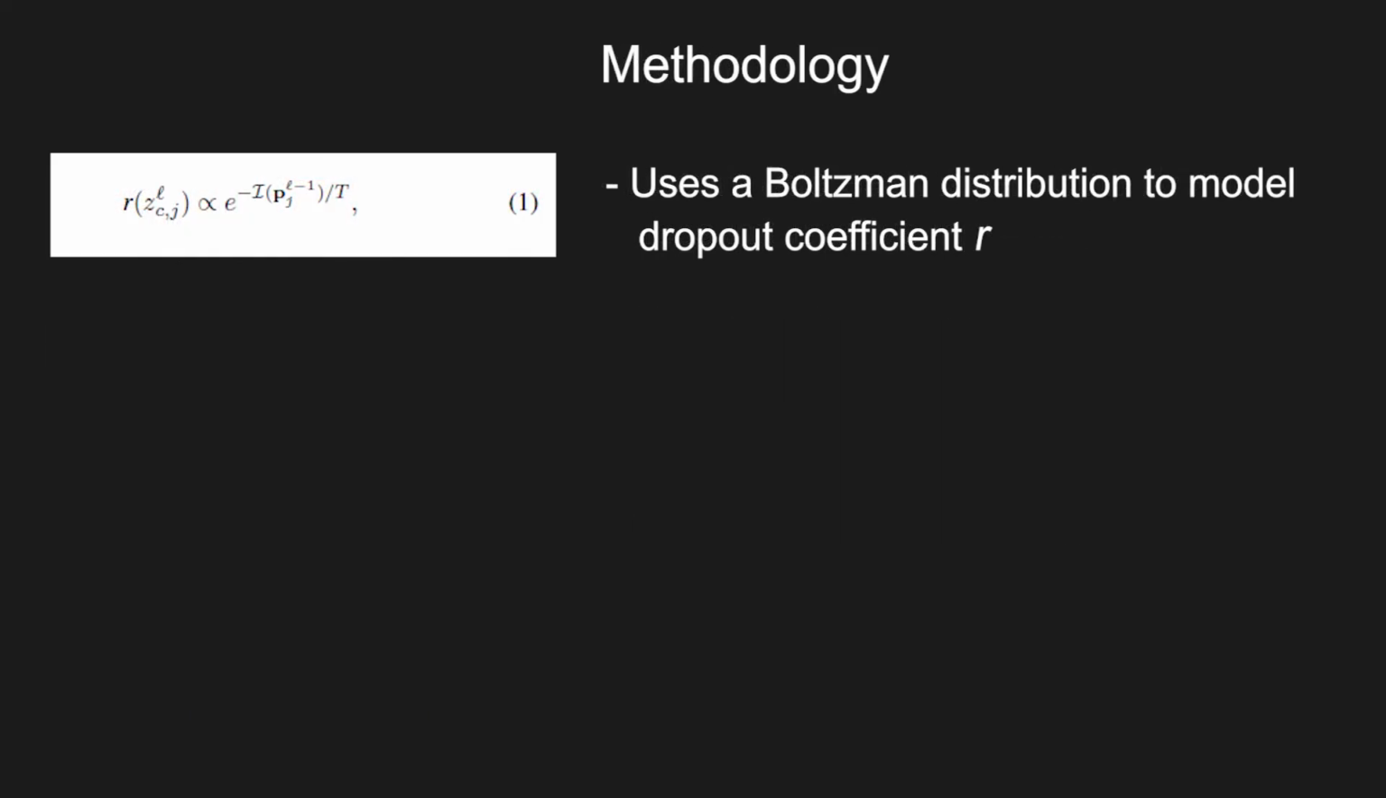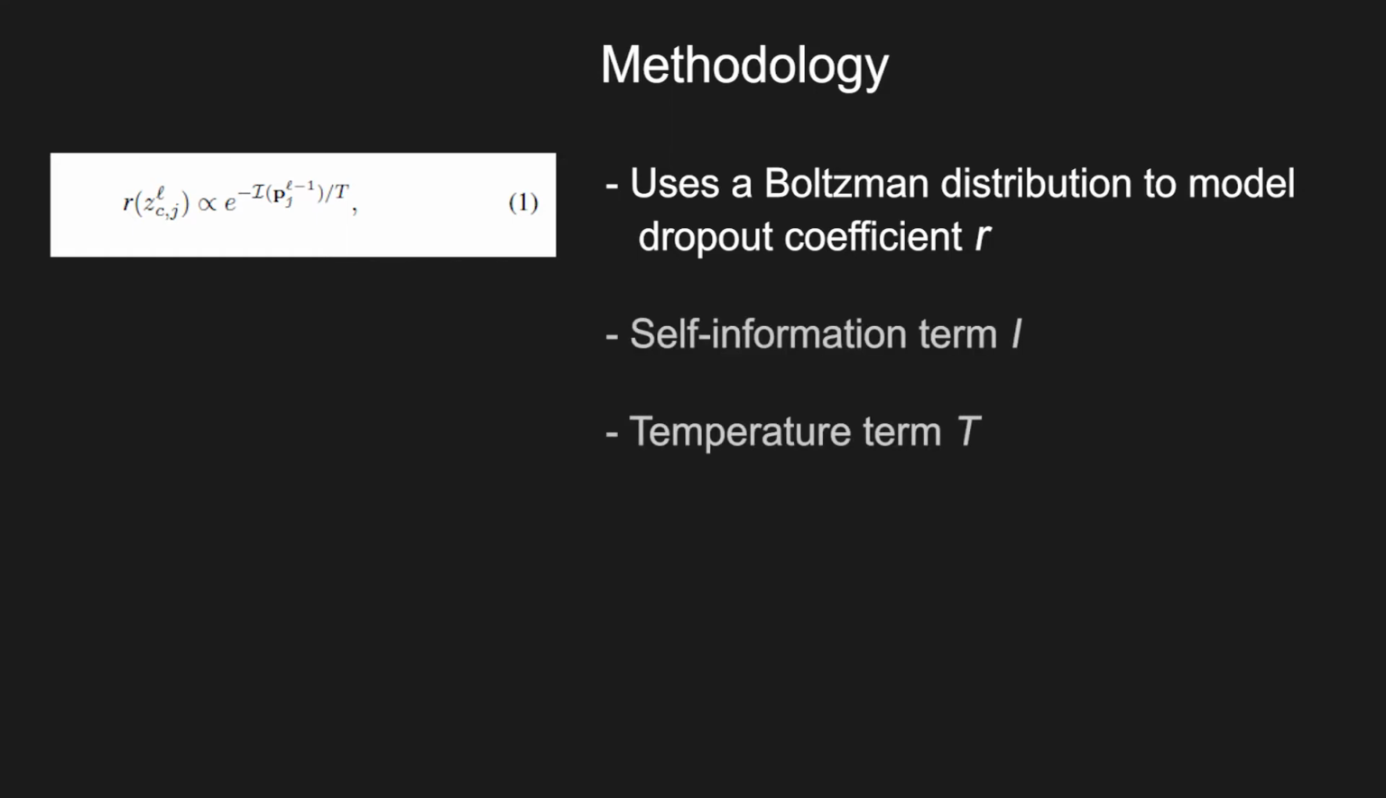To zero out an output neuron with less information, the authors model the dropout coefficient R of the jth neuron in the output C channel with a Boltzmann distribution. As shown in the equation, Pj with superscript L-1 is the patch in the input related to the computation of the output Cj in layer L. In the formula, I denotes self-information and T is the temperature. When the value of I is low, the corresponding neuron is likely to be dropped, and the network tends to rely less on Pj L-1.